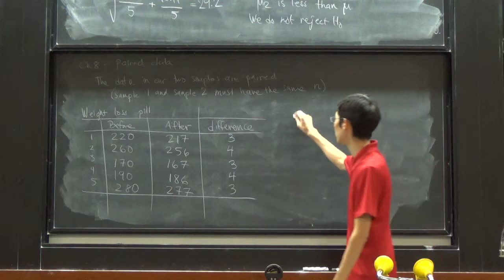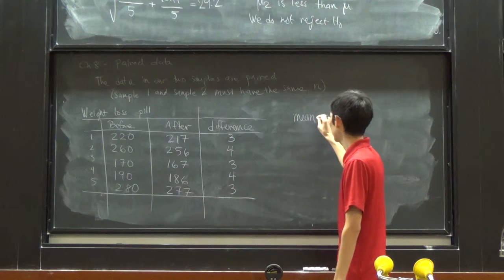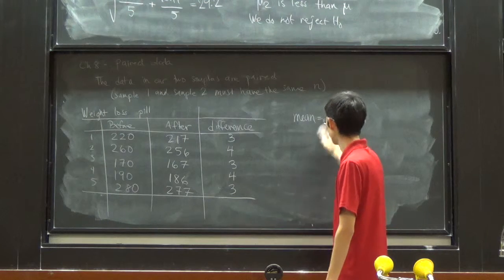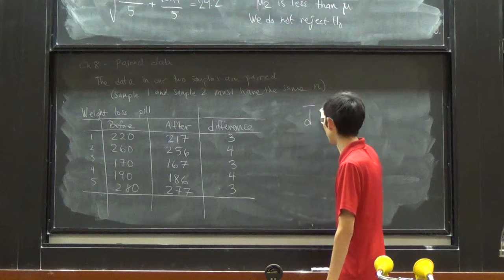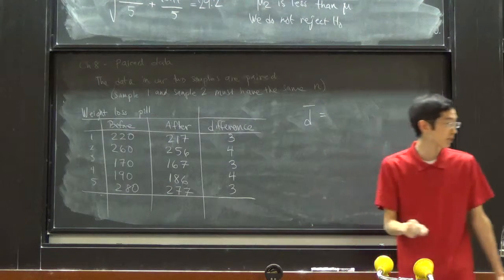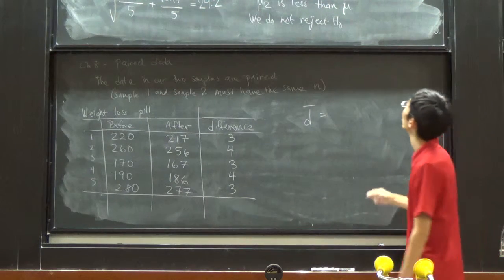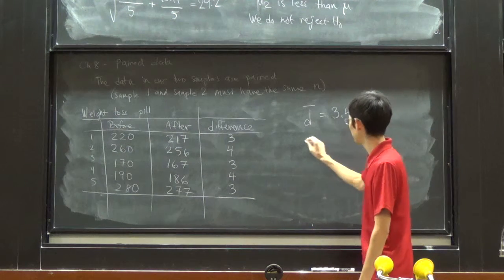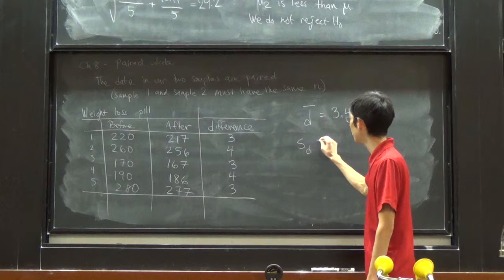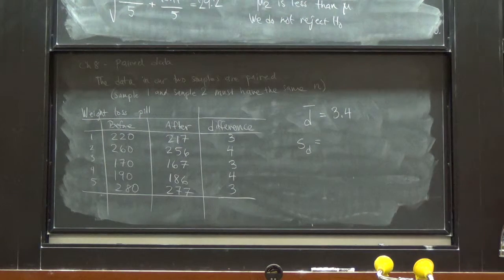Okay, so the mean of the difference, I'm going to call this D bar. Mean of the difference is 3.4. And the standard deviation of the difference, let me do this.